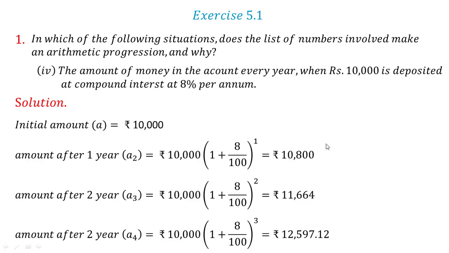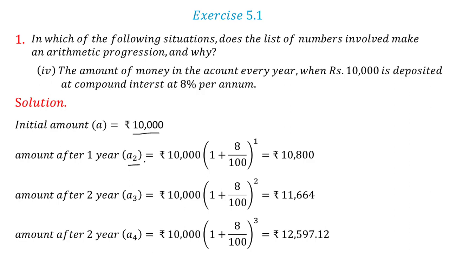Okay, now the fourth one: the amount of money in an account every year when 10,000 is deposited at a compound interest of 8% per annum. You must remember that in 8th standard you learned how to calculate compound interest and how to find the amount. I have to find the amount when there is compound interest. So the initial amount is 10,000.